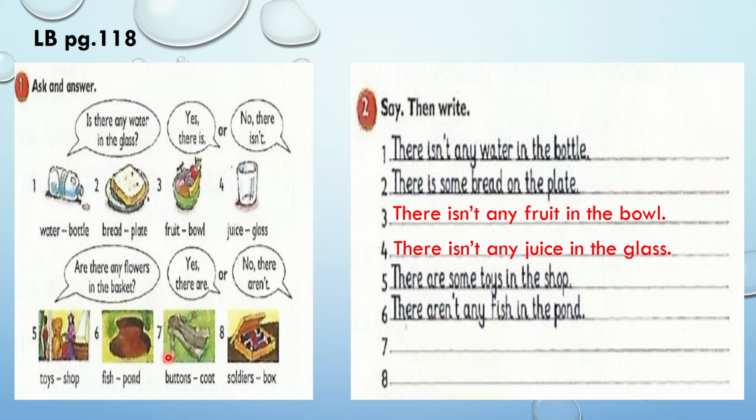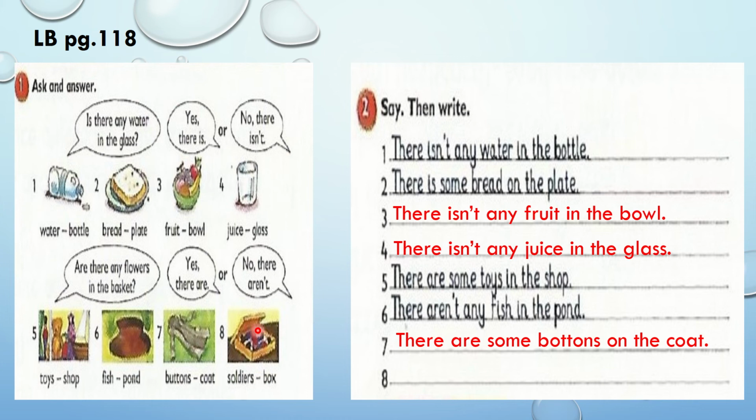Let's have a look at picture number 7. Here is a grey coat, and the two words that we need to use are buttons and coat. So we can say, there are some buttons on the coat. And if all of the buttons had fallen off of the coat and the coat did not have any buttons, then the sentence will be, there aren't any buttons on the coat.